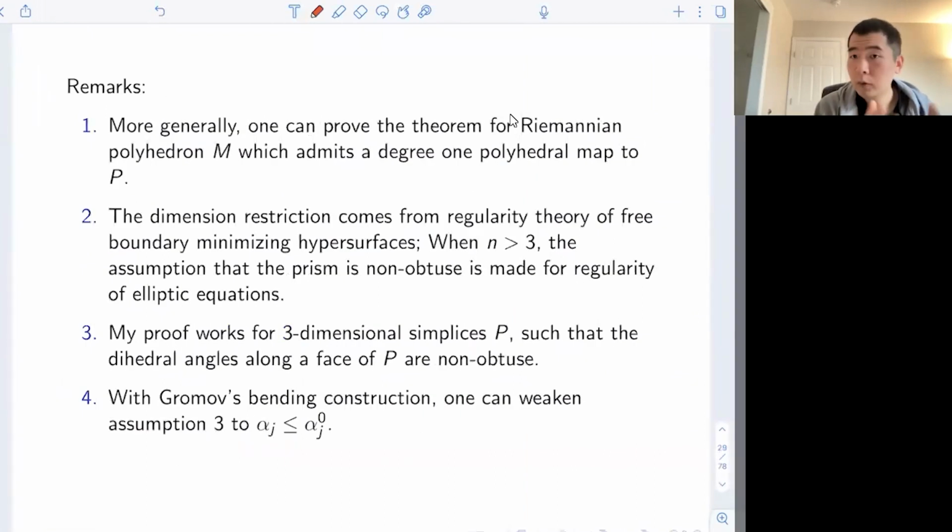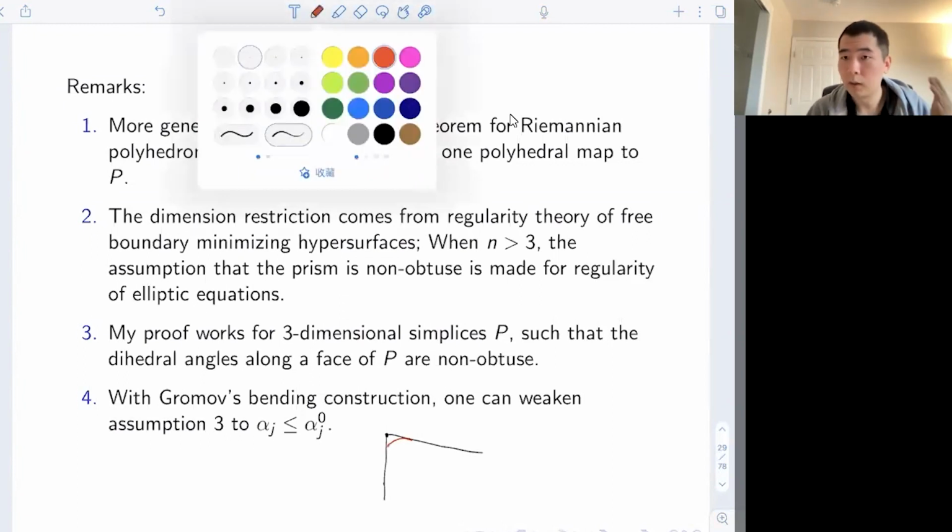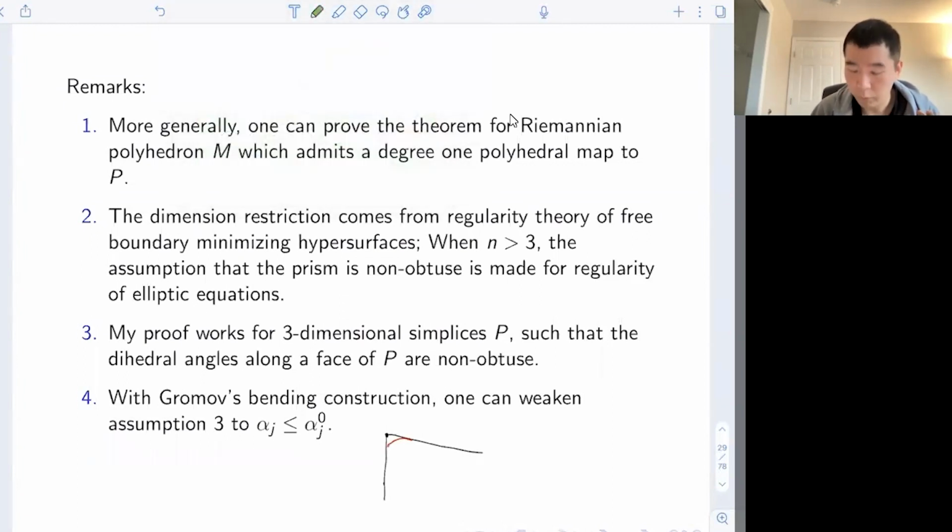Okay, and Gromov also had this very nice idea of the bending construction. His bending construction essentially says that along the intersection of two hypersurfaces, let's imagine these are two faces intersecting along an edge, you can bend one face into the interior a little bit. Let me maybe draw a picture like this. By doing this bending construction, you can always increase the mean curvature of these two hypersurfaces, because you're bending inward, and at the same time, also increase the dihedral angle.